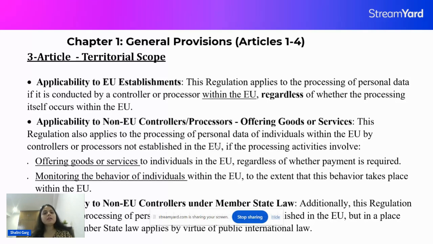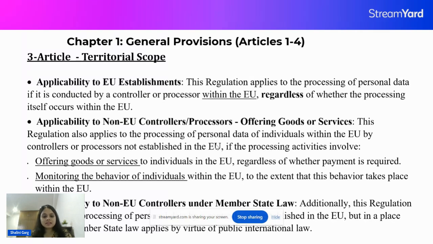And otherwise, if they are monitoring the behavior of the individual. For example, some companies track our website search history. If we are entering a website, they track that, okay, Shalini is watching only female dresses, so she must be interested in that. So we'll show more ads about it, more companies who are offering good dresses to Shalini. So they just show me those ads. If a company is monitoring my behavior, then also the GDPR would be applicable if I am in the European Union.